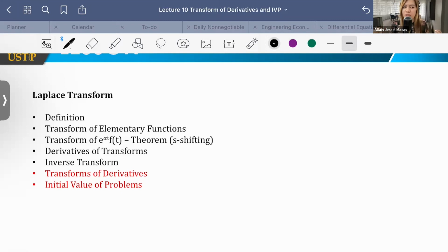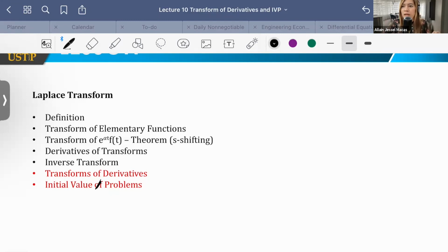So we're going to continue our discussion on Laplace transform. Right now we're going to focus on the transforms of derivatives and initial value problems. I hope you remember our discussion before on the Laplace transform definition and the transforms of elementary functions, because we're going to use all of that knowledge as we progress in our discussion, as we solve for the IVP, or these differential equations, given the initial value conditions.